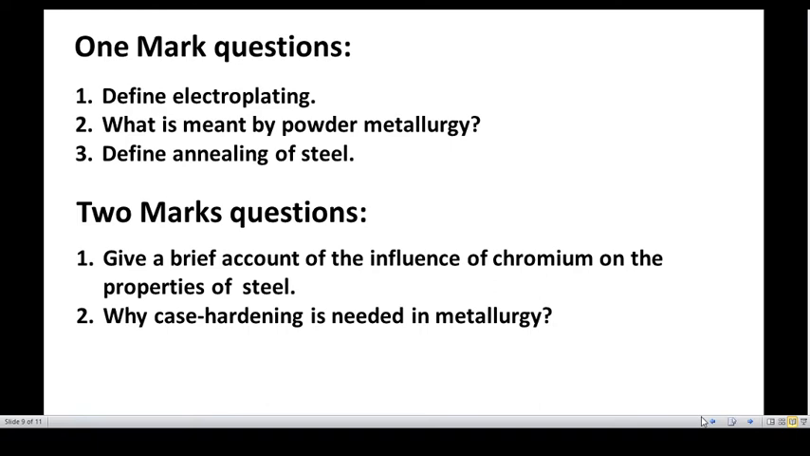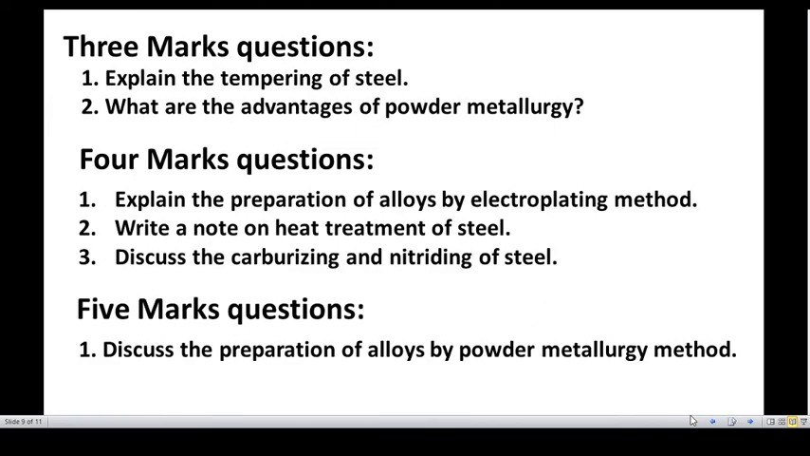Okay, so case hardening is a process in which the surface of the metal becomes hard and the core of the metal remains soft. It is also known as surface hardening. In this process, a thin layer of harder metal is formed at the surface of the metal object. So this is the answer for the second question.